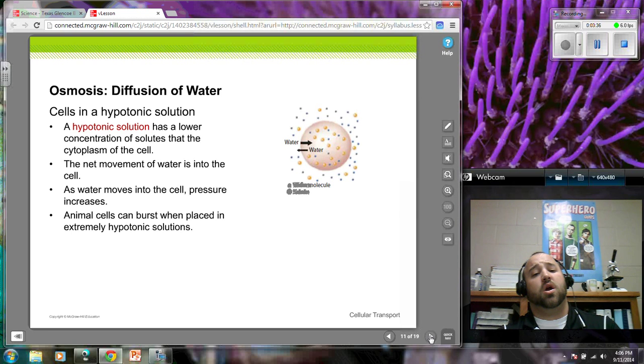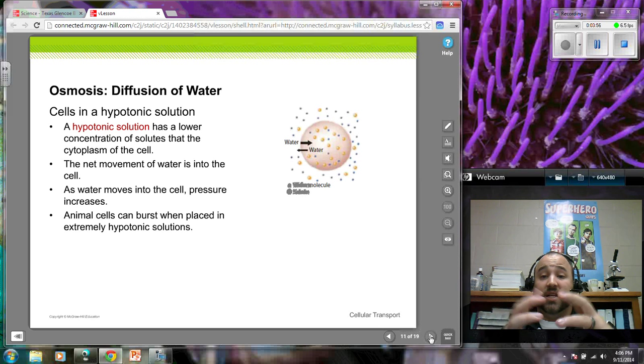A hypotonic solution is where you have a lower concentration of solutes outside than in the cytoplasm of the cell. Since there's a lower concentration of solute outside the cell, the concentration of water is higher outside, and the concentration of water inside is lower, with more solutes inside. So water is going to move into the cell to bring it to equilibrium, because only water can move across.